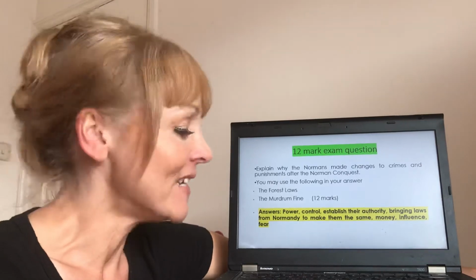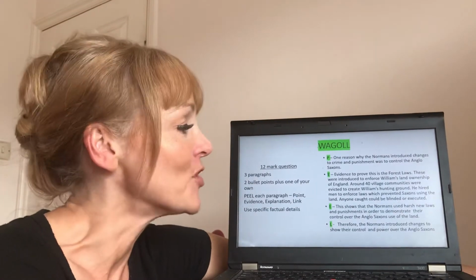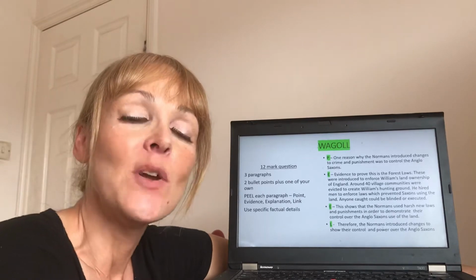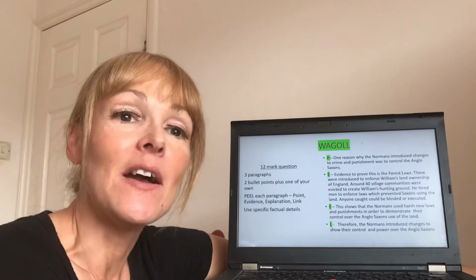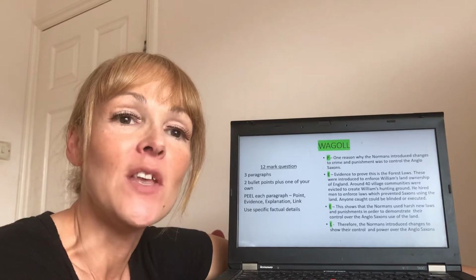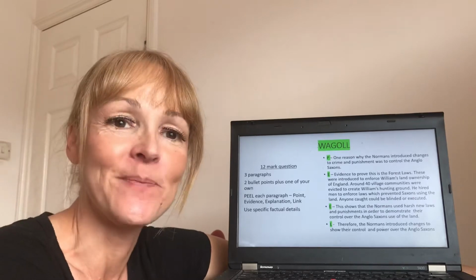Just a quick reminder that the structure should have looked like that. That is what a good one looks like. And when you were marking your own work, you should use that to help you decide what mark out of 12 that you can afford to give yourself, using that as a guide.